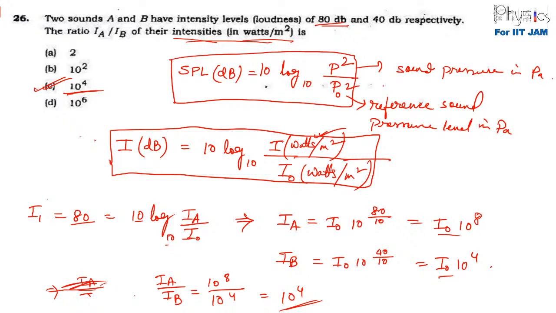Yes. So Hitha and Shagota both are correct. It is option C, 10 to the power 4. Yes, Hitha, you're correct. Your formula is correct, and your answer is also correct. It is option C, 10 to the power 4.